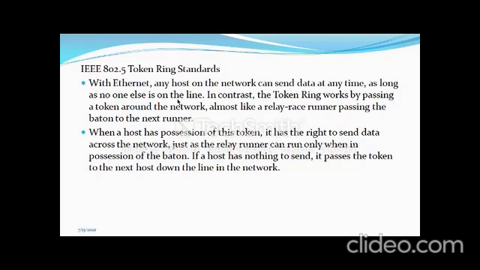When a host has possession of the token, it has the right to send data across the network. Whoever has that token can send the data, just as the relay runner can run only when in possession of the baton. If a host has nothing to send, it passes the token along to the next host in the network.